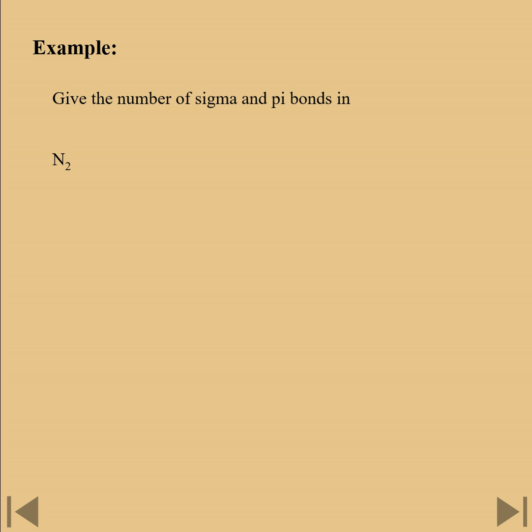Okay, get the number of sigma and pi bonds in nitrogen. Well, there's a triple bond between those two nitrogens. So how many sigmas? 1. How many pi's? 2.